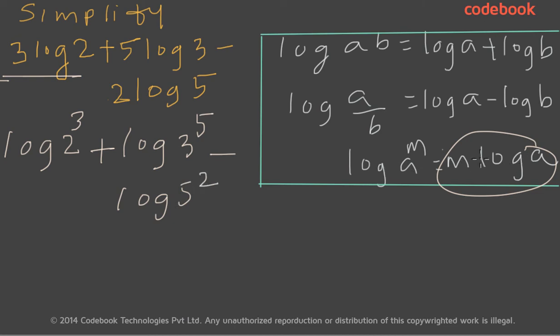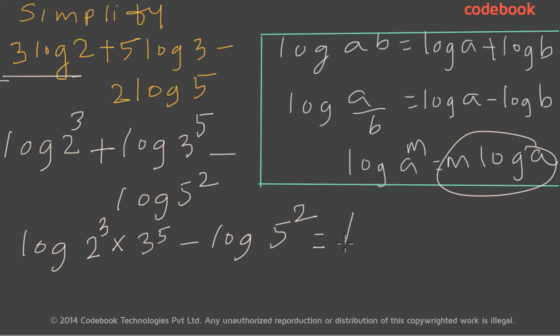So we have applied the third law and we have simplified these terms. Now if you look at the terms, first two terms, it's in the form of log a plus log b, where a is 2 cube and b is 3 power 5, and this is nothing but log ab. So we can simplify this as log 2 cube times 3 power 5 minus log of 5 square. So this is now in the form of log a minus log b, where a is 2 cube times 3 power 5 and b is 5 square. So this can be simplified as log of a by b.